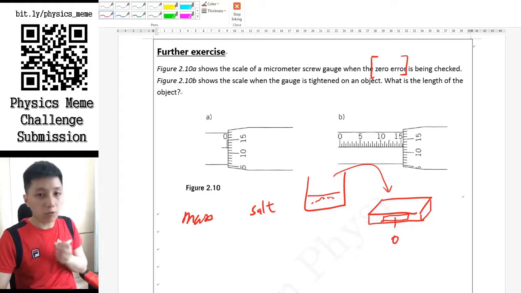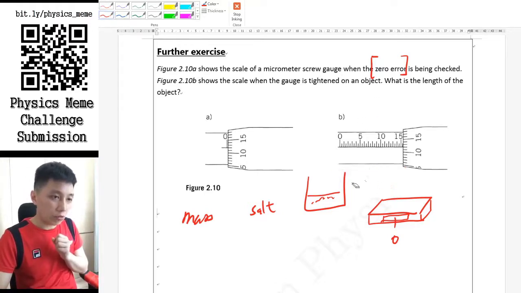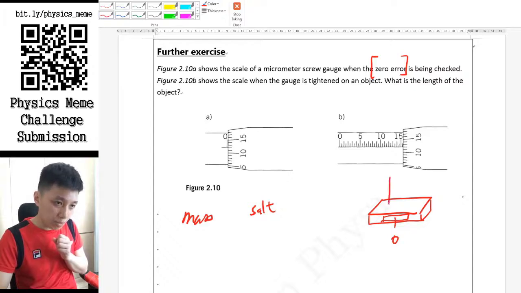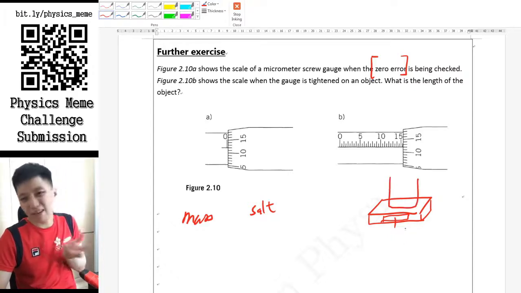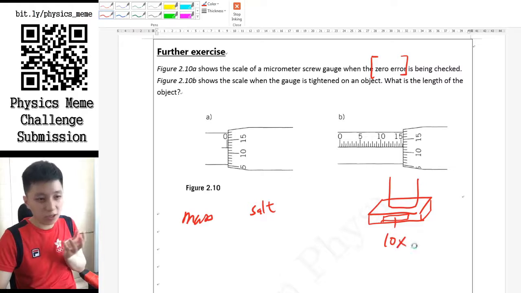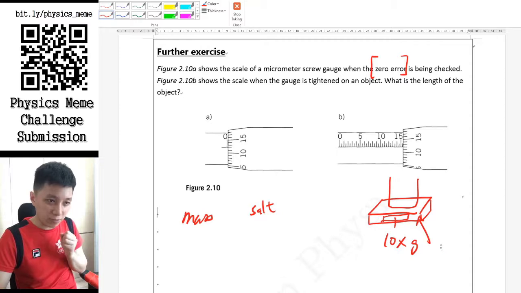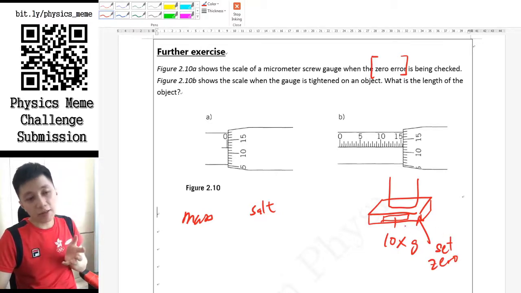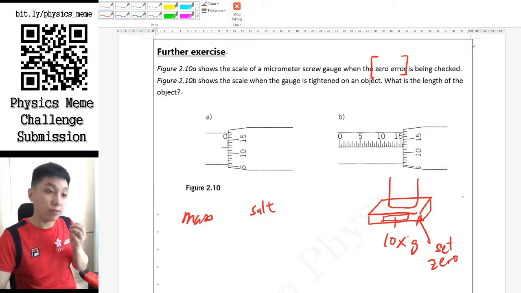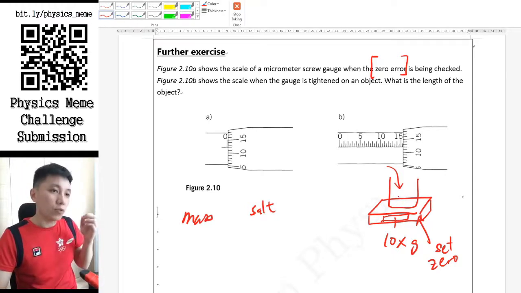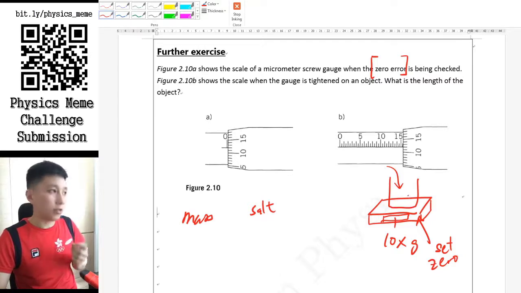So normally what we will do is simply put the beaker on top of it, and of course you may have a reading of maybe 100-ish gram, but then what you can do is press a button called set 0, and after that your reading on the electronic balance will become 0. Then you can add the salt onto it, and then you can get the reading which is accurate. So zero error actually is referring to the times when you try to measure anything that doesn't actually start from 0.